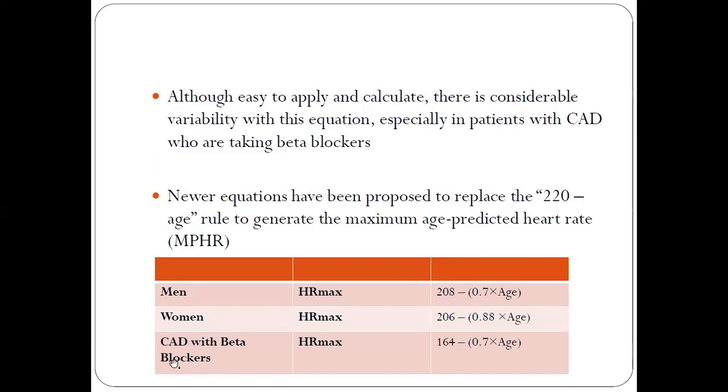And for them, there is a separate formula. If any patient is on beta blockers, it is equal to 164 minus 0.7 times age. And for men and women, the actual formula is 208 minus 0.7 times age for men, and 206 minus 0.88 times age for women. So coronary artery disease with beta blockers: 164 minus 0.7 times age.